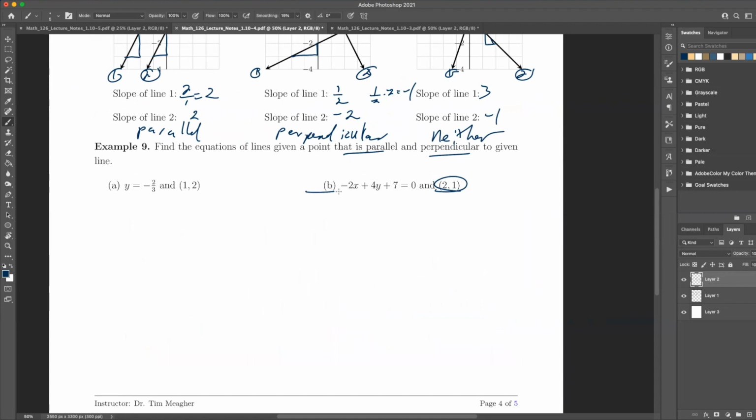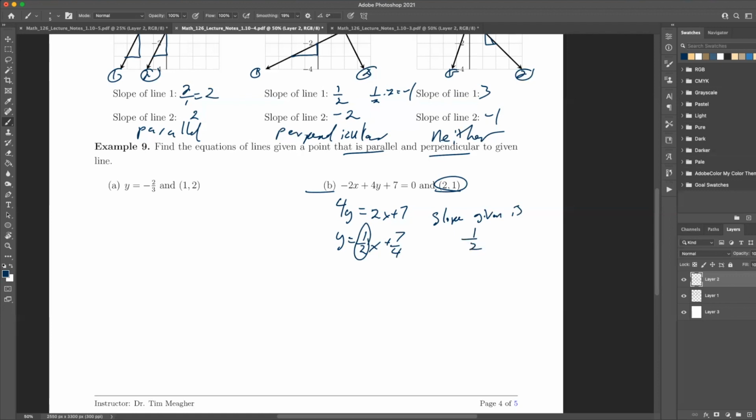So for the slope of this line, we're going to put it into slope-intercept form. It'll be 2x plus 7. We're going to divide by the 4, and so we'll get 1/2 x plus 7/4. What do we care about? We only care about this: the slope of the given line is 1/2.